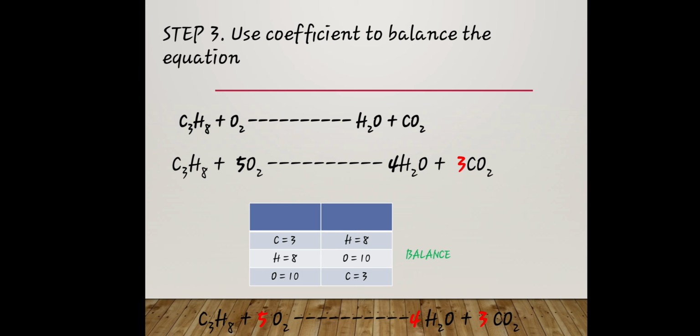So, let's put also the coefficient in the product, which is 3. Why? Because we will balance also the oxygen, right? So, you will see why we put 3. Why do we need to put 3 on carbon? Because carbon is also 3 in the reactant. So, now if you put 3 in the product, that is balanced, right?